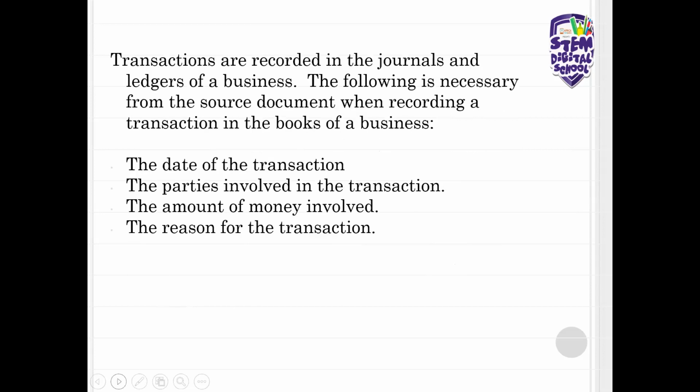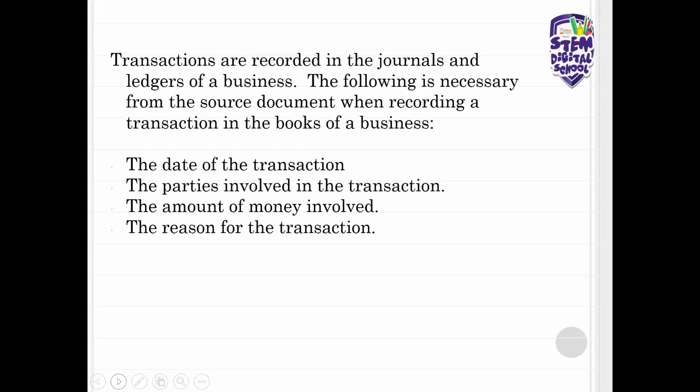Then still with transactions, they say the transactions are recorded into journals and ledgers of a business. The following is necessary from the source document when recording a transaction in the books of a business. Before we look at that information, remember, in accounting this year you only do some basic concepts, and then from next year you're really going to start to understand how accounting is working.